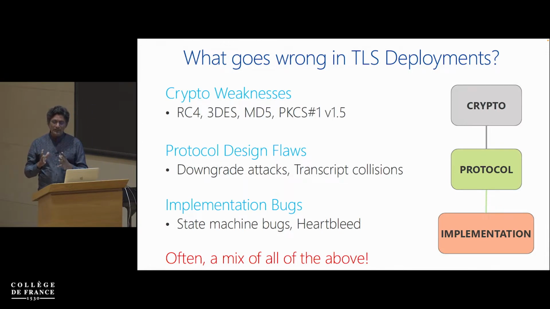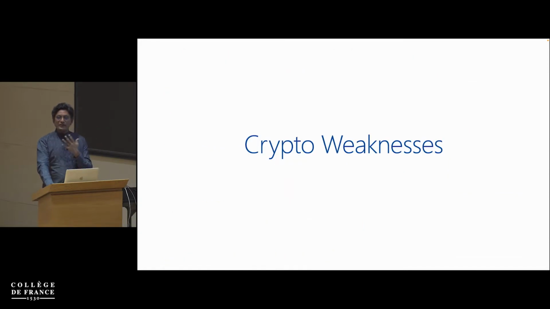But we'll see that all of these flaws don't really appear if you look at the protocol in too simple a way. You have to step back, gather more of the protocol, look at it in its wholeness, and then you start seeing these flaws and they start making an impact. Because often what you need in order to see an attack is a combination of these things. So let's look at what kind of crypto weaknesses have been affecting TLS.